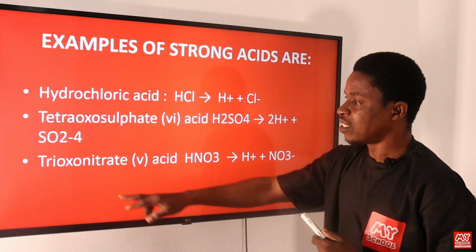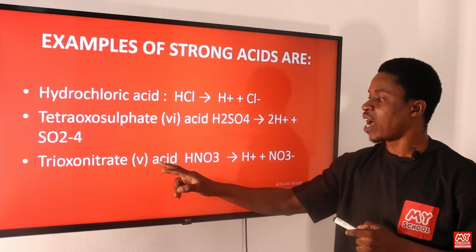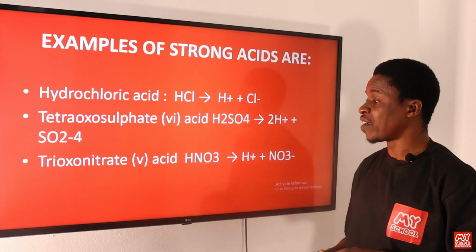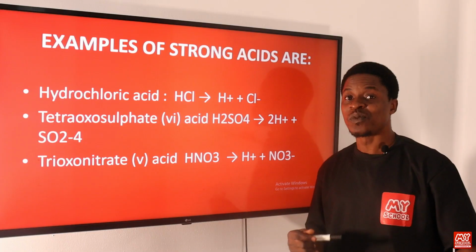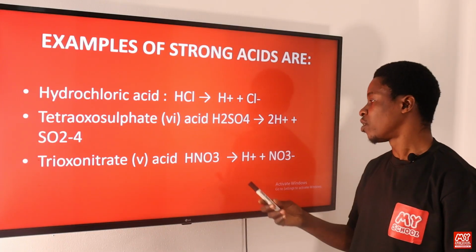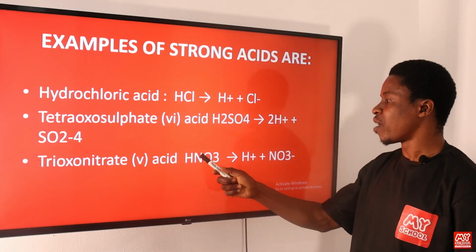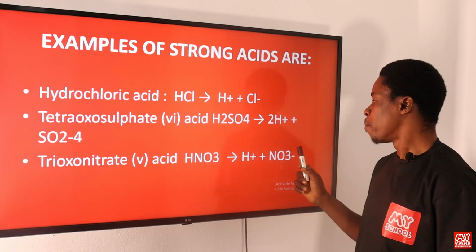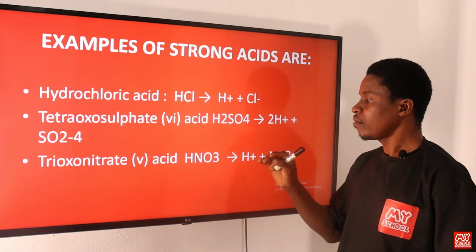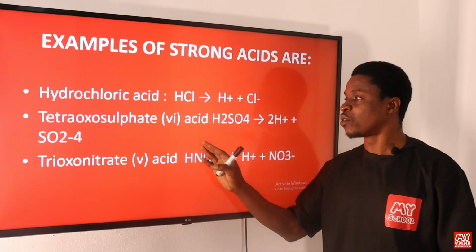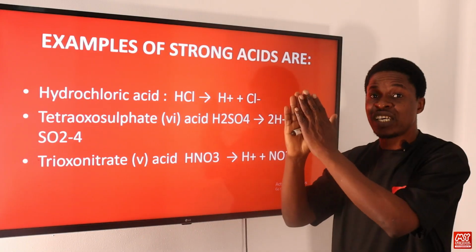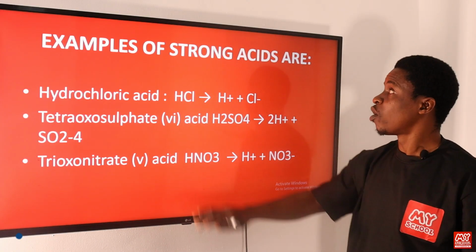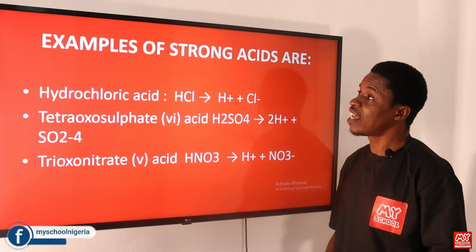Then the third one is trioxonitrate 5 acid, HNO3, or what we call nitric acid. Whether you call it trioxonitrate 5 acid or nitric acid, we are saying the same thing. That's the trivial name. So if we dissociate HNO3, we have H plus, and then we have NO3 minus as well. In other words, all the hydrogen in this formula are separated from the other part. So these are examples of strong acids. Let's move on to the next slide now.